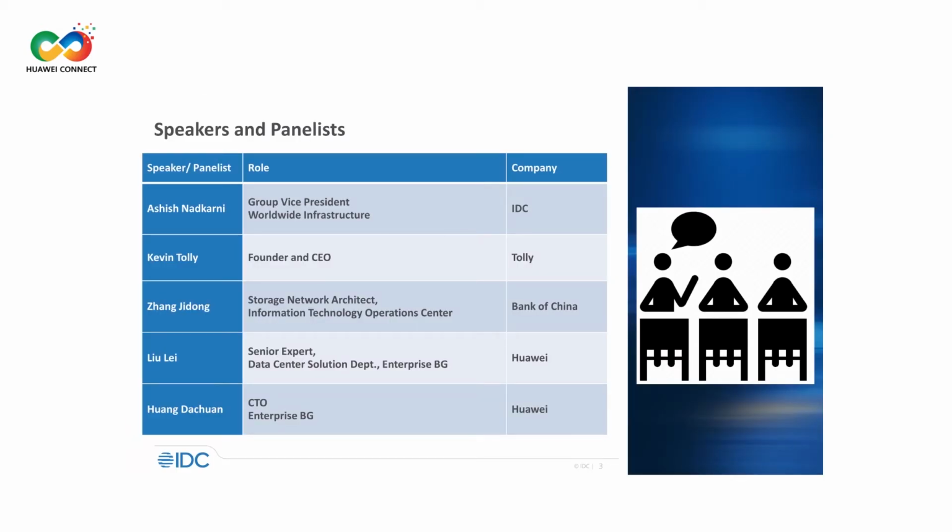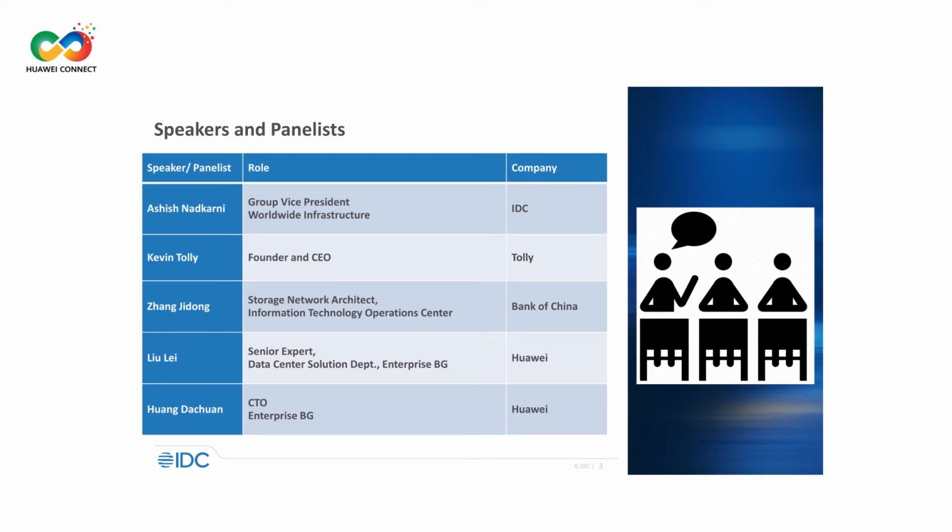So with that, let's get into the panelists. So with me today are four gentlemen from Huawei and from the US and from Bank of China. So the first one is Kevin Tolley. Kevin is the founder and CEO of the Tolley Group. And Kevin, did I pronounce that right? That's right. Thanks for having me here, Ashish. Thanks, Kevin. The next panelist is Zhang Zidong from Bank of China. He's a storage network architect in the Information Technology Operations Center at the Bank of China. Hey Zhang, how are you?